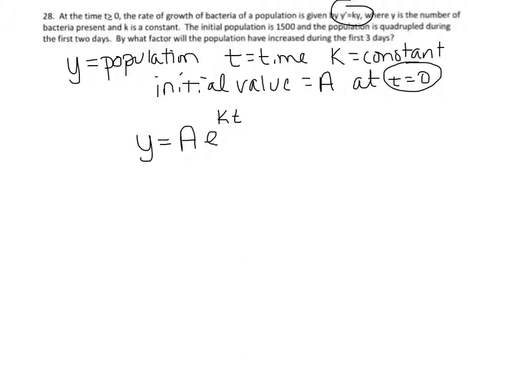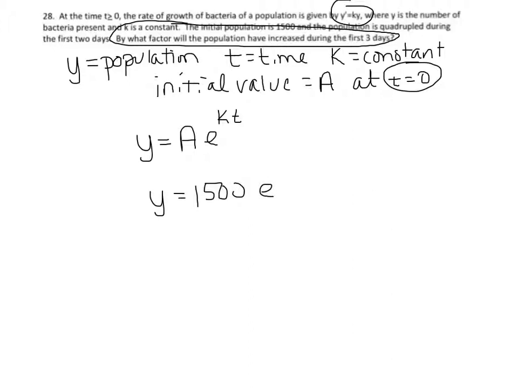I'm going to try to put this all together. There are a lot of moving pieces in this problem before you get to the actual answer. And the question is, by what factor will the population have increased during the first 3 days? So we're looking for some multiplier, some factor that has changed the population over the first 3 days. Let's first use our initial condition to set up an initial equation. Our initial condition is that we're starting with 15,000 for a population. So I'm going to write down that y is equal to 15,000 e to the kt.